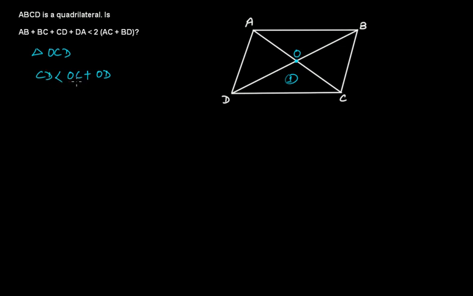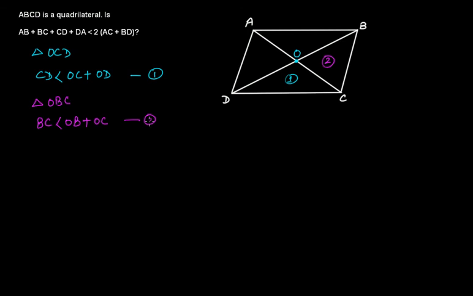Same thing, that is, the sum of the two sides is always greater than the third side. Now if I take this one as the second, the second triangle is triangle OBC. In this triangle OBC, OC plus OB will be greater than BC, or in other terms, we can say that BC is less than OB plus OC.